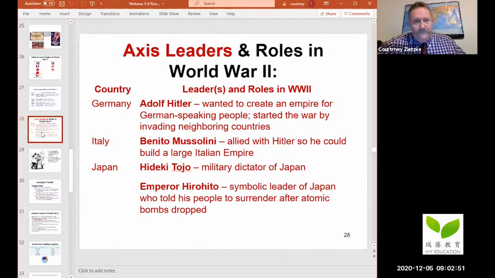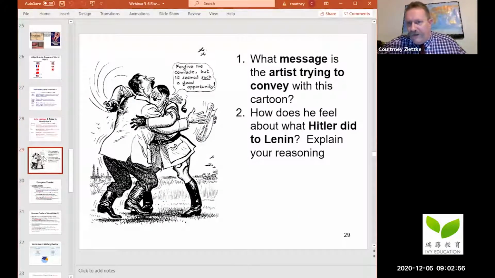Let's get into this. Okay, so these are the main players. What message is the artist trying to convey with this political cartoon? "Forgive me, comrade, but it seemed such a good opportunity." And how does he feel about Hitler, Lenin? Explain your reasoning. I'm not going to get into what people think, but it's pretty clear that you could see Hitler stabbing Joseph Stalin in the back. Remember, they had the Treaty of Lvovsk, and Hitler would simply break the treaty. Many people believe that was Hitler's downfall, to attack Russia, and it would be.